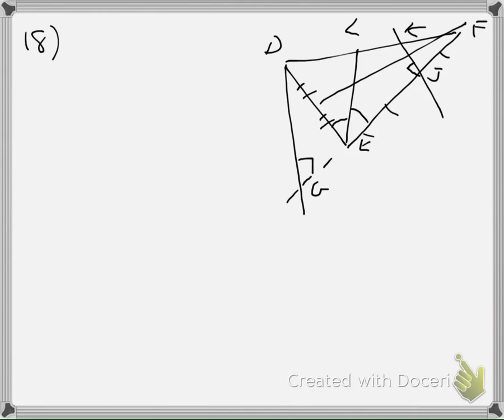So it says refer to triangle DEF and name each of the following. So 18A is find an altitude, and since an altitude comes from a vertex, then this would be an altitude right here. So the answer for A is segment LE.